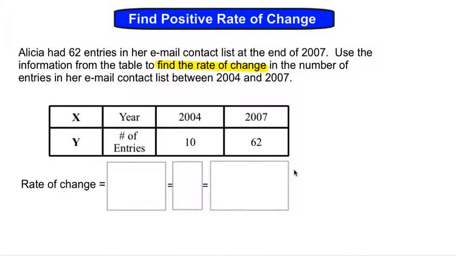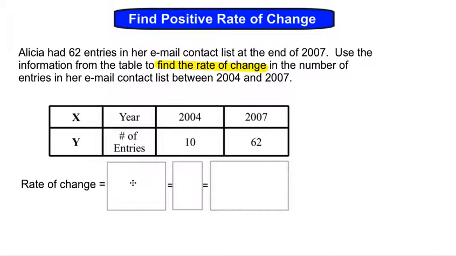So here's an example. Alicia had 62 entries in her email contact list at the end of 2007. Use the information from the table to find the rate of change in the number of entries in her email contact list between 2004 and 2007. So we're trying to find the rate of change. We're going to find how the number of entries, that quantity, changed compared to the number of years that went by.